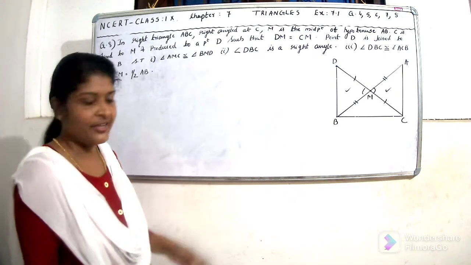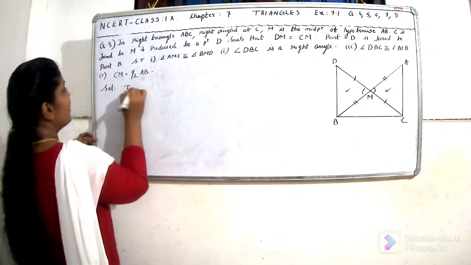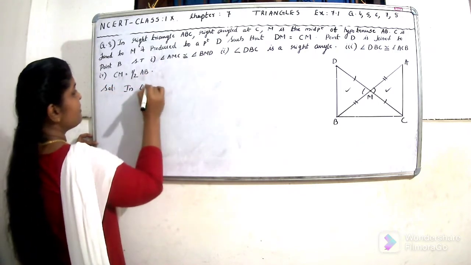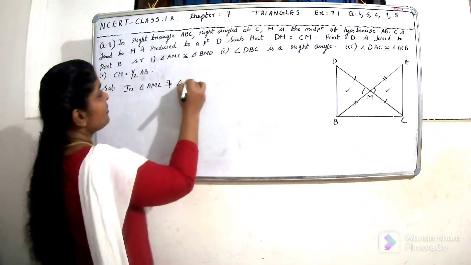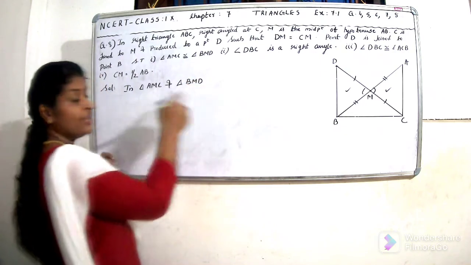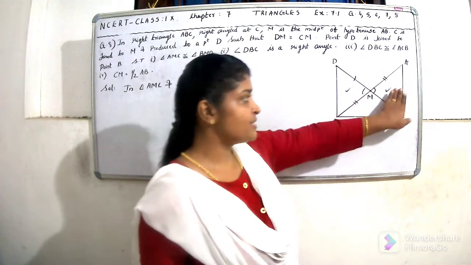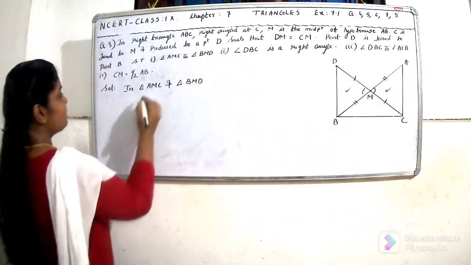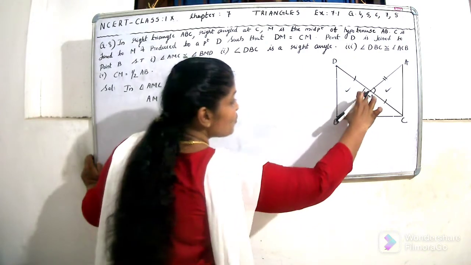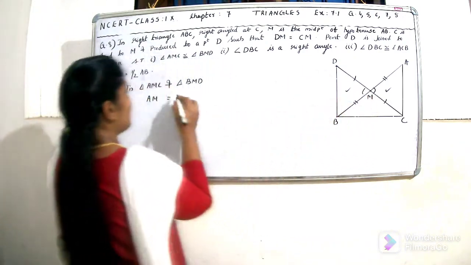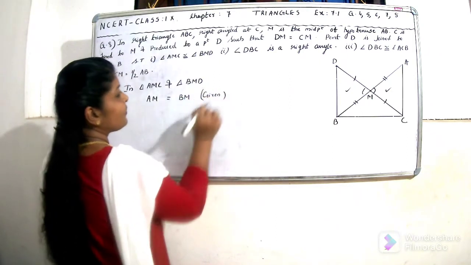So let us write that. Solution: we are starting with triangle names, triangle AMC and triangle BMD. In these two triangles, first one AMC. In that, if we are considering the sides, AM first, so AM is equal to BM. It is given.